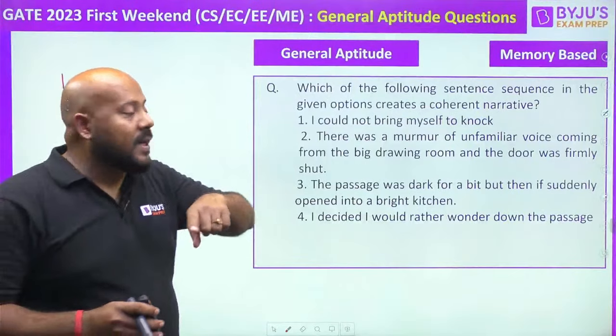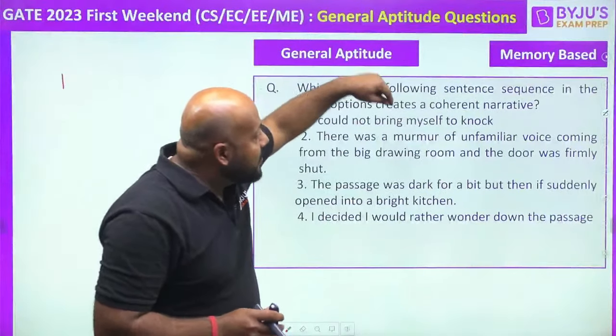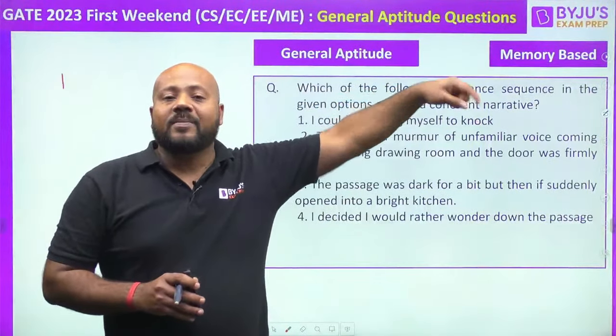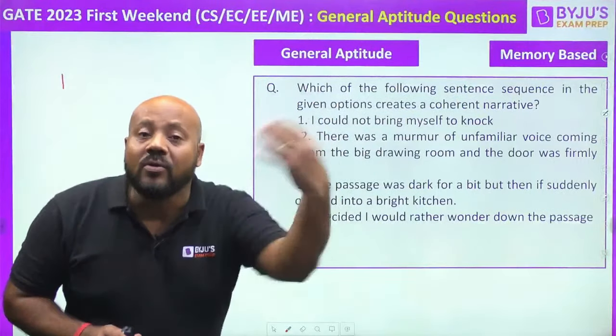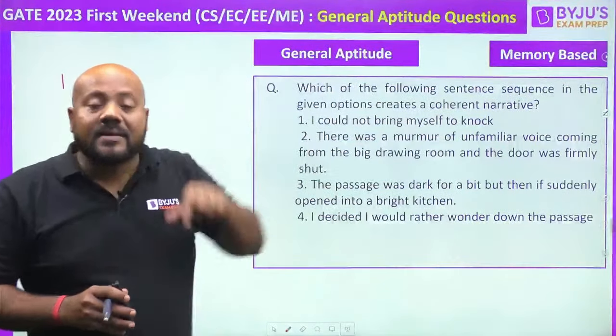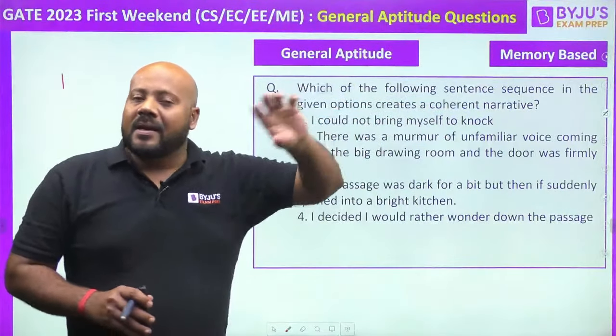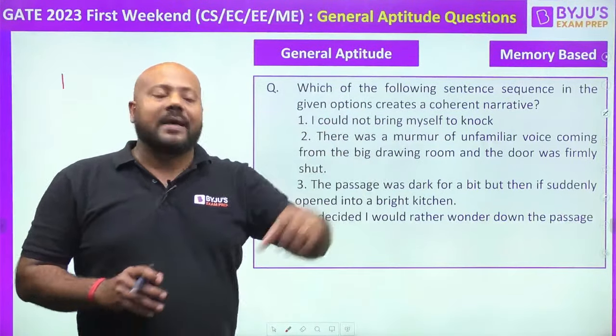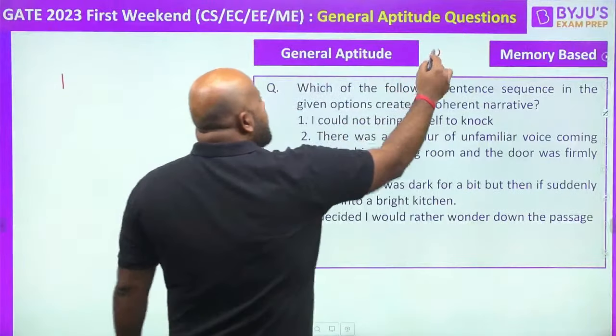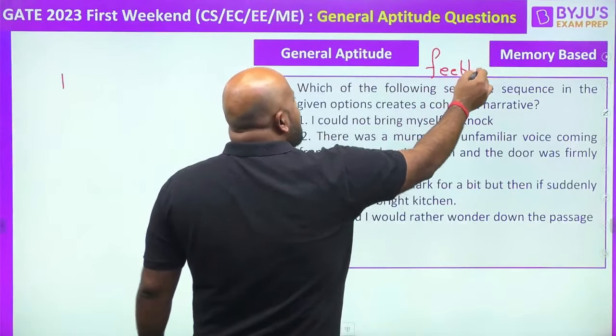But when you are saying, I could not bring myself to knock on the door, it means you must have a reason for this. Why are you not able to knock on the door? The answer is given in the second statement. There was a murmur. Murmur means a very feeble sound. Feeble means F-E-E-B-L-E. A new word for your dictionary.